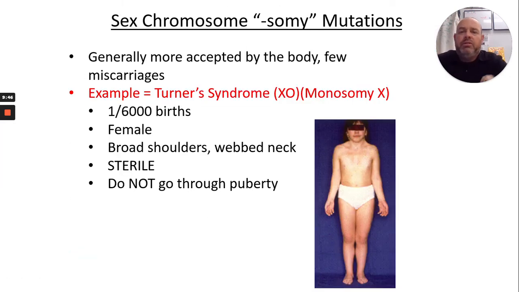So rolling into a few other ones here, a few other somy mutations, they actually happen with the sex chromosomes as well, the X and the Y. They're generally more accepted, fewer miscarriages. This can happen quite a bit.